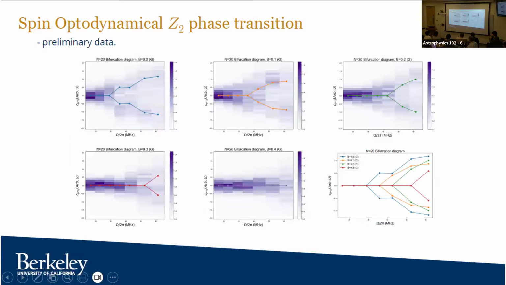This is some preliminary data that we observed in the lab, where we see this bifurcation phenomenon. The critical value depends on the magnetic field, which controls the initial tilt of the local spins.